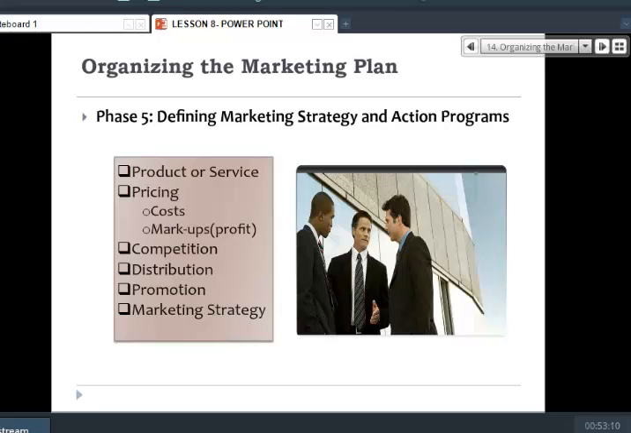So, defining the marketing strategy and actions program. You need to define the product or service. You need to define the pricing, whether the cost or the markup, meaning the profit. You need to define the competition. You need to know your distribution channels. You need to study the promotions, and you need to know about the marketing strategy.